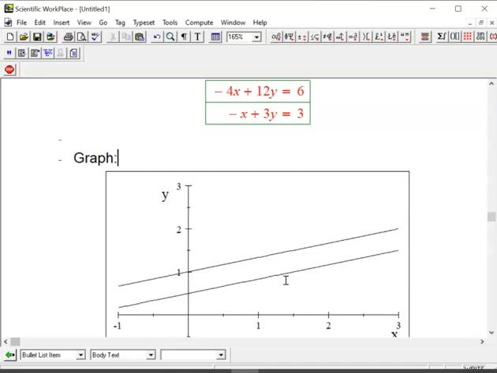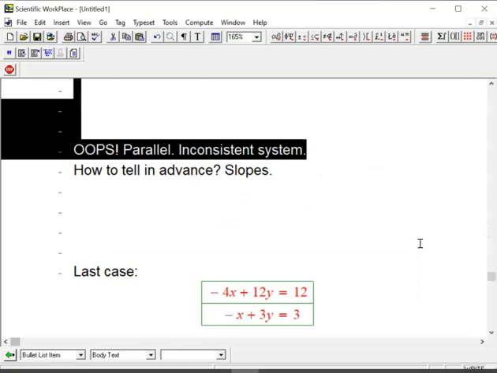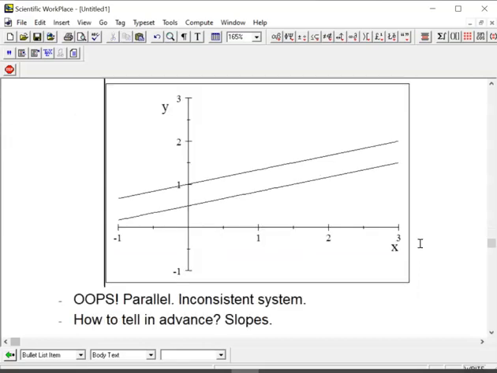There is no point, so there's no pair of x, y values that satisfies both these equations, because it would have to be on both those lines, and they're parallel. And so the way we say that in algebraic language is this is an inconsistent system. There is no solution, and we're done. You don't try to find one anyway. You just say, there is no solution. We are done.